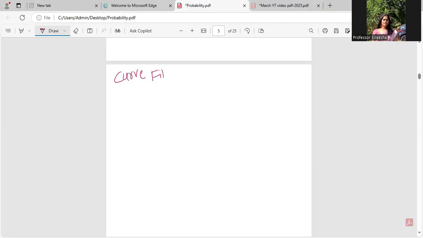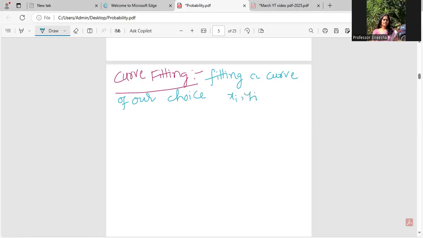Curve fitting. Okay. What exactly is curve fitting? Fitting a curve of our choice is curve fitting. You will be given data xi, yi, for i equal to 1 to n. If you want to write that in a table, it will consume a little more space. That's why I've written it like this, from i equal to 1 to n.